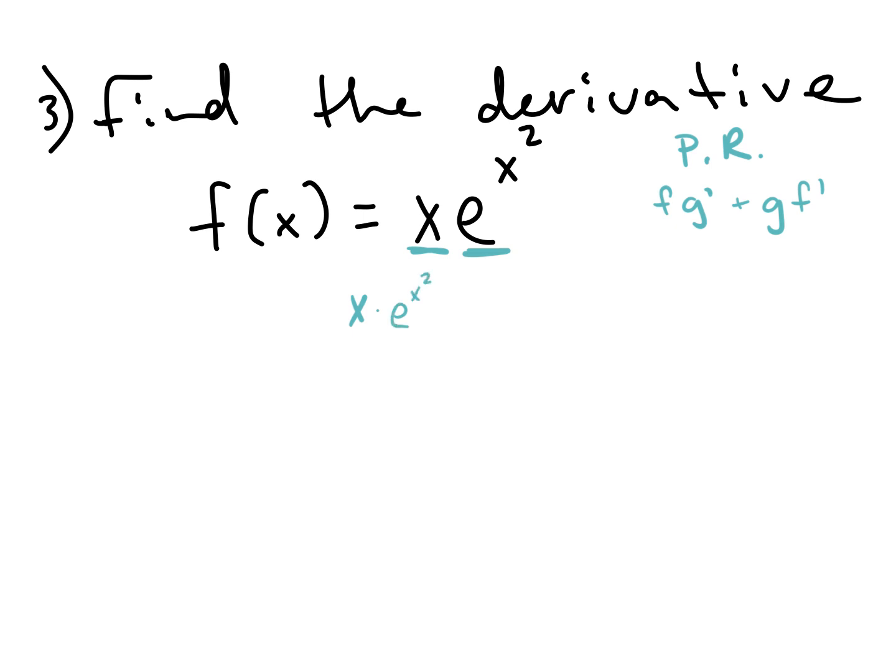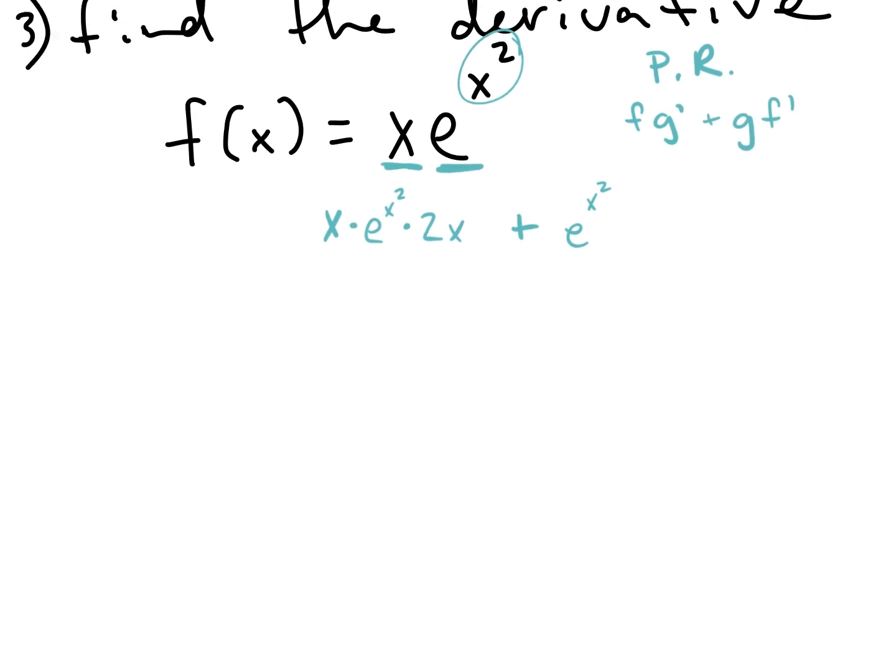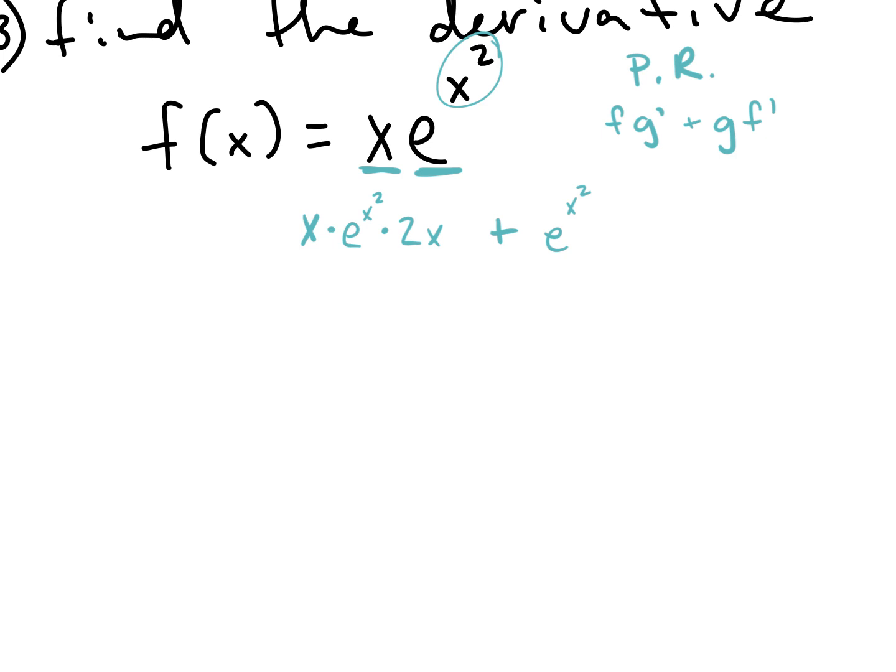It stays the same. And then we multiply it by the derivative of the exponent. So what's the derivative of x squared? 2x, perfect. Plus the second, so e to the power of x squared, times the derivative of the first. What's the derivative of x? 1. Awesome. So to write this a little bit better, we could say 2x squared when we multiply x times 2x, times e to the power of x squared plus e to the power of x squared. So this would be our derivative.